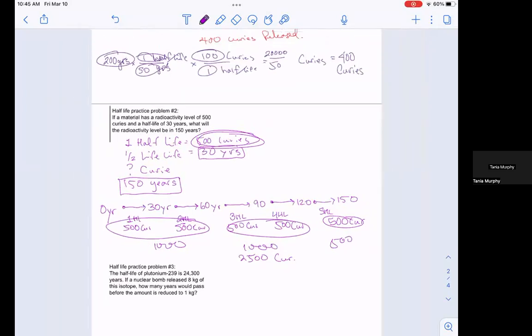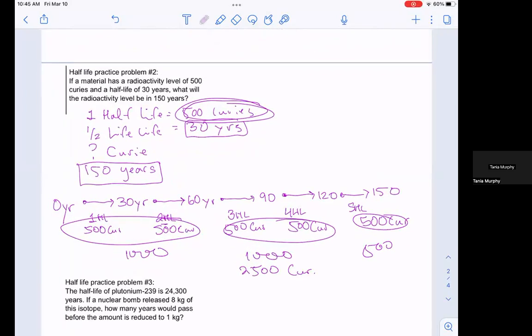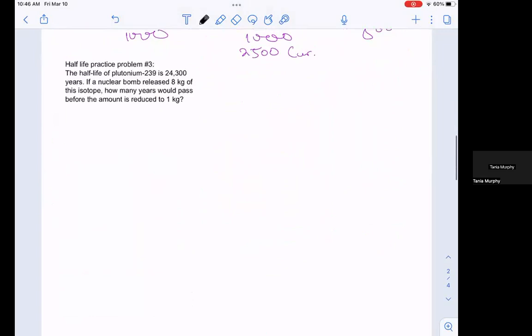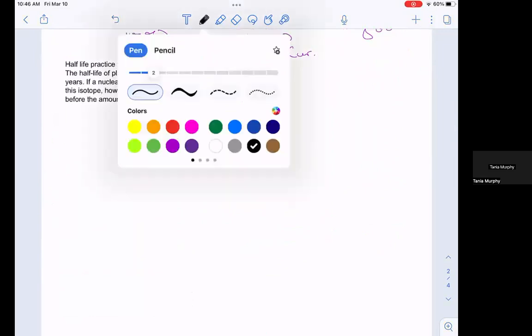All right, if you were to do the dimensional analysis here, we would start with the unit we were given, 150 years, right? We would convert years to half-lives, 30 years, 1 half-life. We would convert half-lives to curies, 500 curies, 1 half-life. 150 times 500 divided by 30. I'm pretty sure you'll get the 2,500 curies. Okay. I'll continue. Rewind, do it again if you need to. Ask questions.